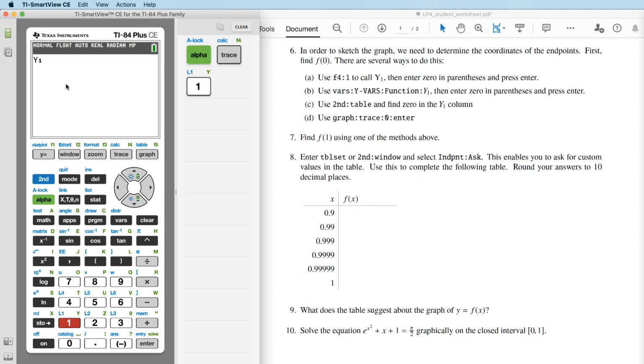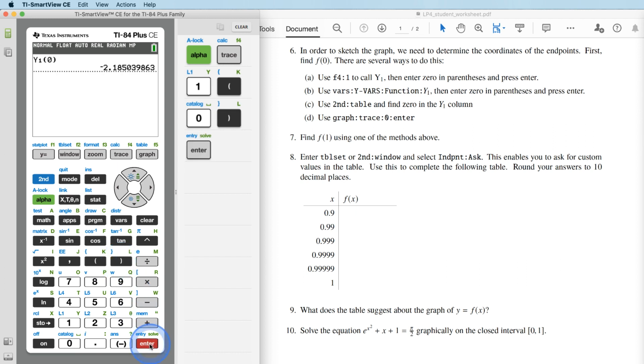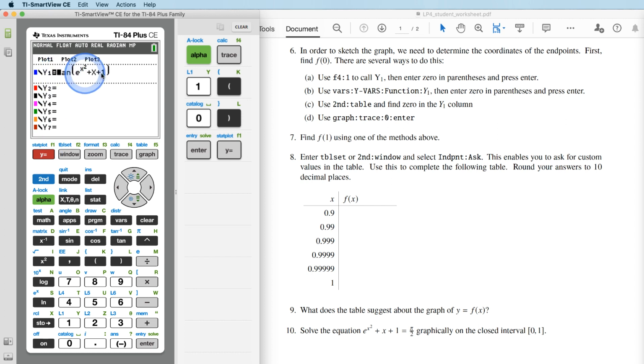So Y1 is referring to the function that is stored in our equation list for Y1. Now we want to find f of 0. So in calculator speak, that would be Y1 of 0. So I'm going to type the parentheses, 0, parentheses, and hit enter. And the calculator recognizes this as function notation. That's f of 0 because Y1, if I look at my equation list, is the function in Y1. It's just not called f of x like we normally might call it. The calculator is calling it Y1.